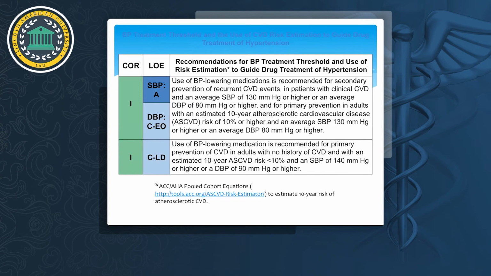BP threshold, as per the guidelines: use of BP lowering medication is recommended for secondary prevention of recurrent cardiovascular disease events in patients with clinical CVD with blood pressure of more than 130 systolic or diastolic more than 80, and for primary prevention in those who have a 10-year risk of more than 10%. If the patient has less than 10% and his blood pressure is between 130 and 140, and he doesn't have clinical CVD, he doesn't need treatment.